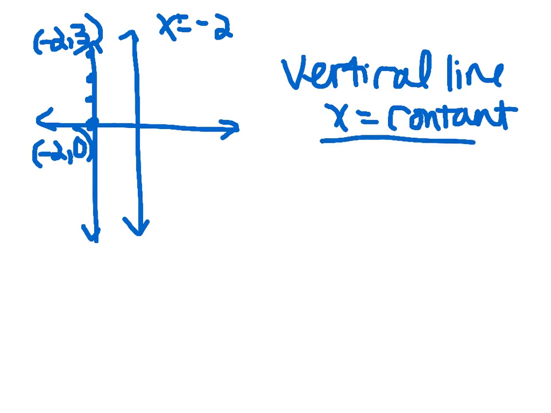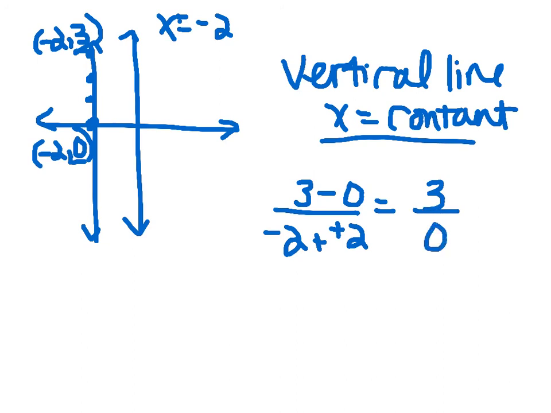But let's think about slope. Slope almost doesn't make sense with the idea of a vertical line. And mathematically, if I do my slope formula, I'll do y minus y, 3 minus 0, because those are the two y coordinates, over negative 2 minus negative 2. I find out that I get 3 over 0, and as we all know, this is illegal in math. So vertical lines are said to have no slope.